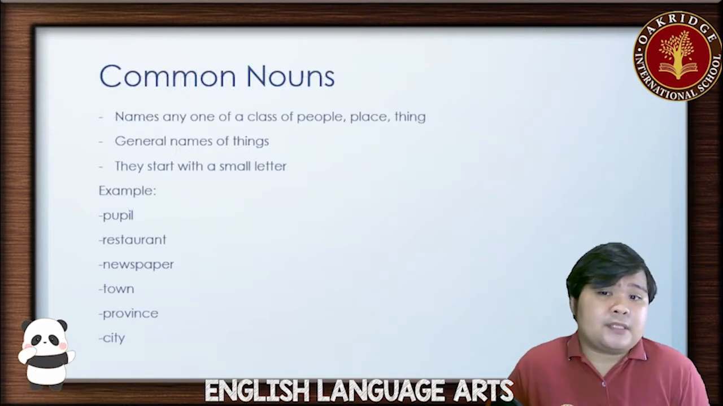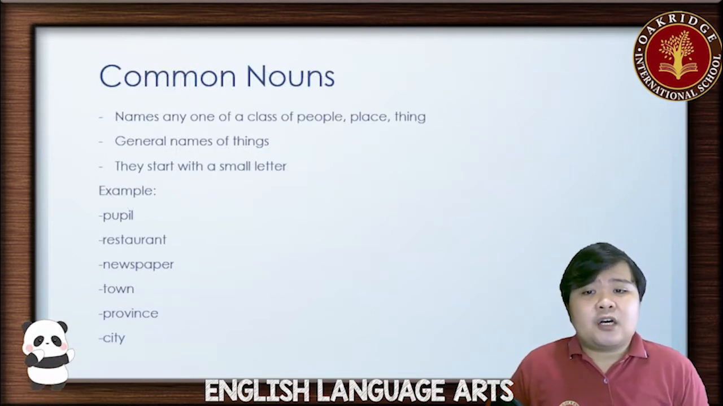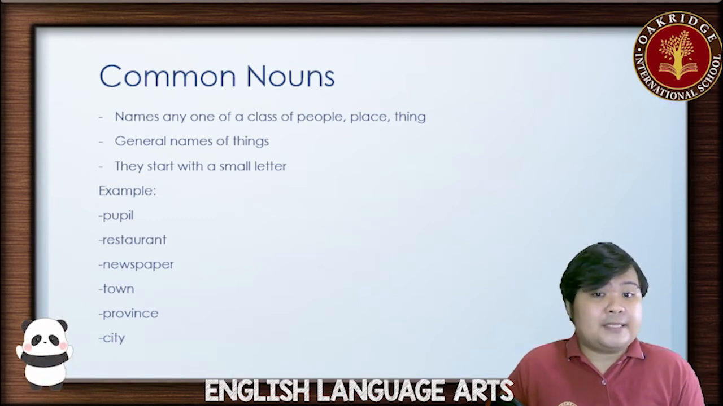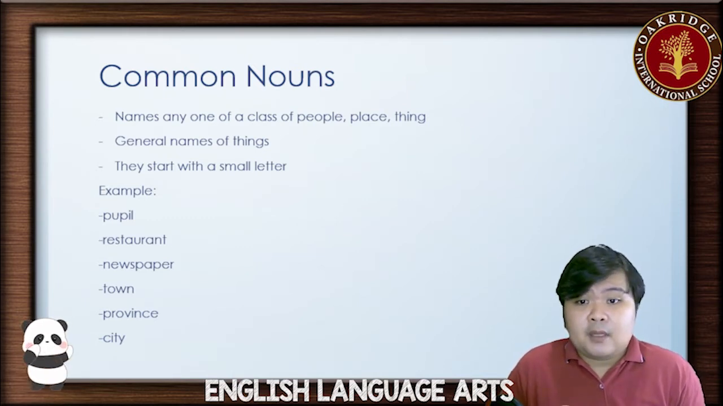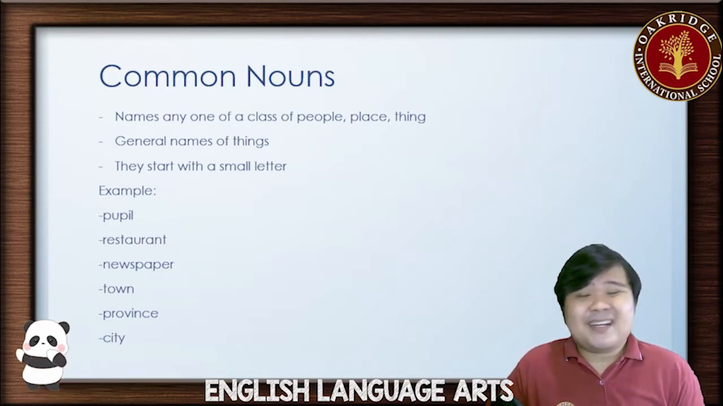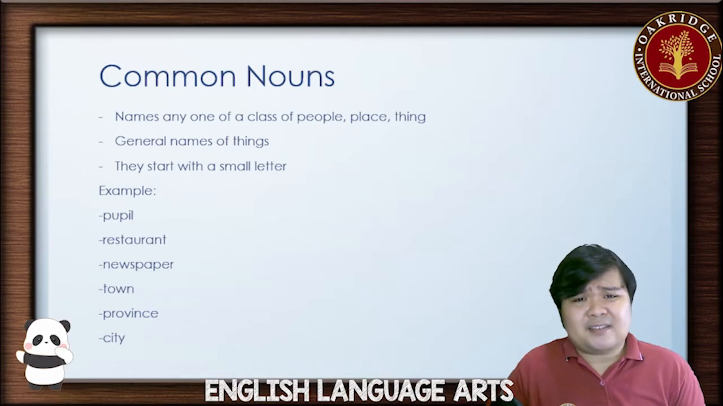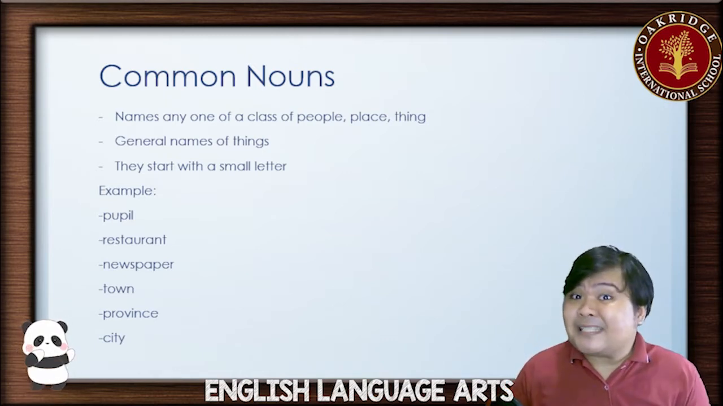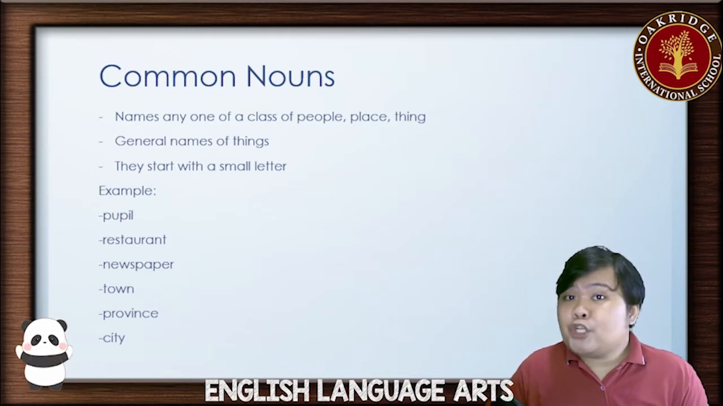For common nouns, these are common names of a class of people, a class of places, a class of things. They can be general names of things. They start with a small letter. Here are examples: pupil, restaurant, newspaper, town, province, city. They are not specific names, rather, they are general names.